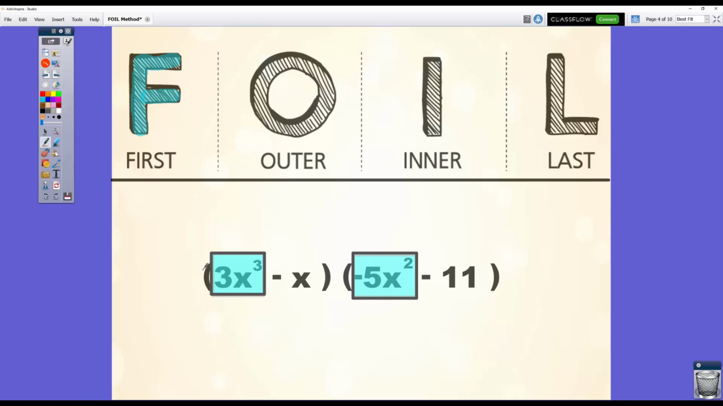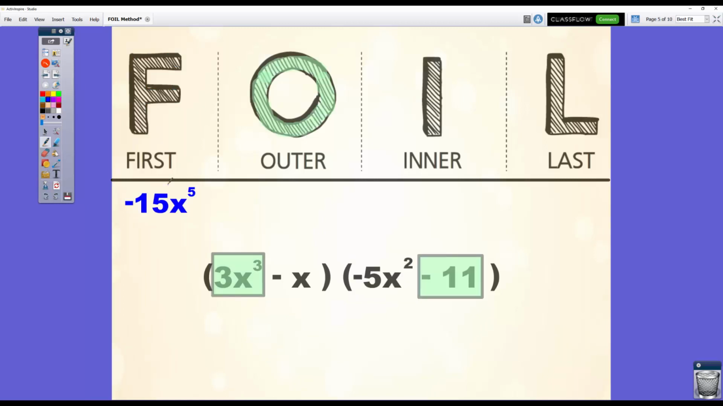So we're going to go ahead and multiply the coefficients first, just like we did using the box method. So negative 3 times, 3 times negative 5 gives us negative 15. And then x to the power of 3 times x to the power of 2 gives us x to the power of 5. Okay, and just like that, we are a quarter of the way through the problem. We've multiplied the first terms together. Okay, and there we go. That's what we should have gotten.